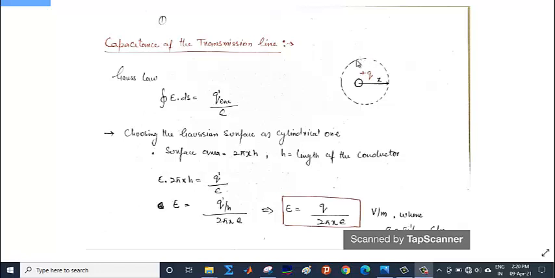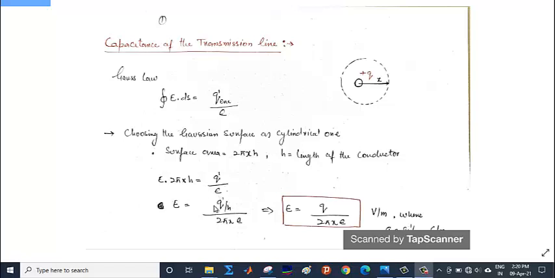Since E will be constant at this surface because it is at a distance of x at every point, and the direction of E will be outwards at every point. It will be in the direction of the area vector, and this E will be parallel to it. So E dot ds will be equal to E ds cos theta, which is cos 0, that will be equal to 1. So it will be equal to E into ds, where ds is 2 pi x into h. Finally, this E will be equal to q dash divided by h divided by 2 pi x into epsilon.